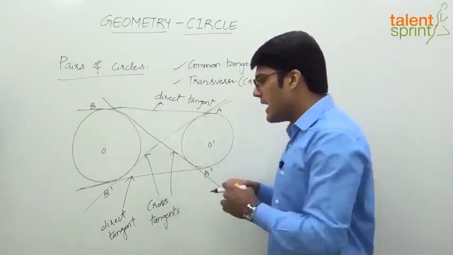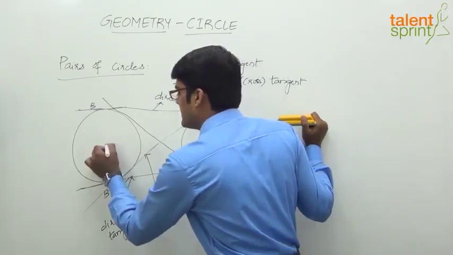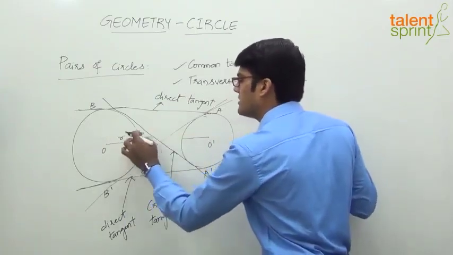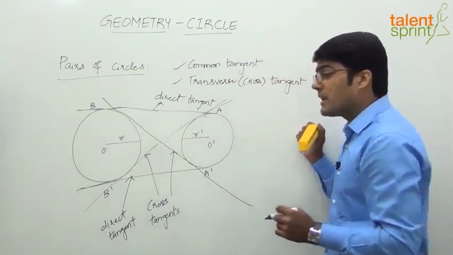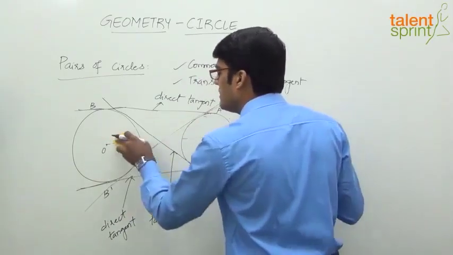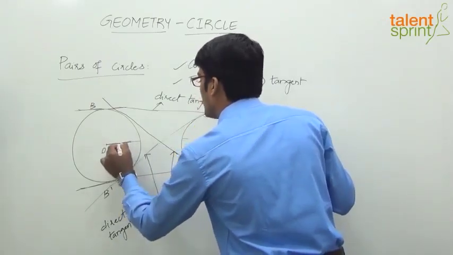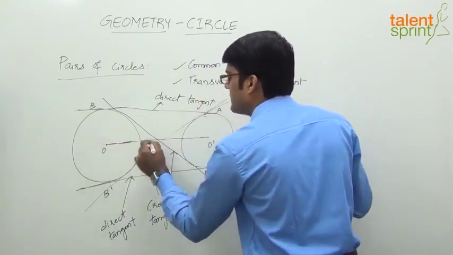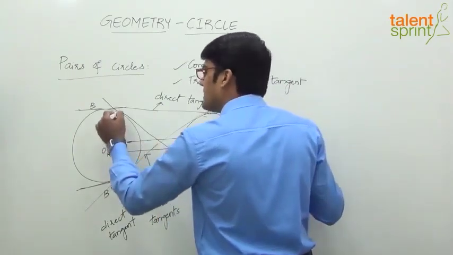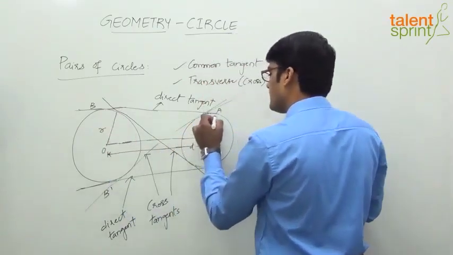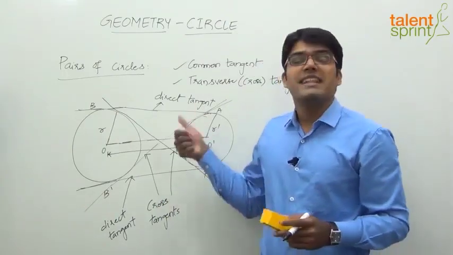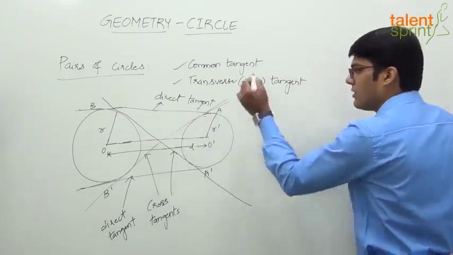So when we have two circles, let's say the radius of the first circle is R, and the radius of the second circle is R dash. The radii are R and R dash respectively. And the distance between the centers, if you connect O to O dash, the line joining the two centers is of length d. So how do we measure the length of these tangents? Let's understand the direct common tangent.